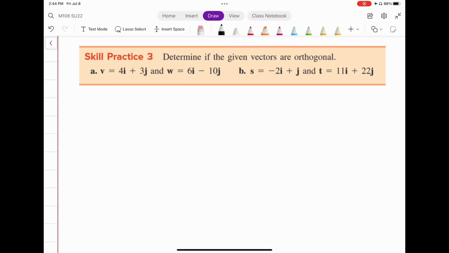Skill practice 3 asks us to determine if vectors are orthogonal, and in order for vectors to be orthogonal, they need to form a right angle with each other, which means that their dot product is equal to 0. So vector v and vector w are orthogonal if and only if their dot product is equal to 0. Remember that the dot product is calculated by taking the a component's product plus the b component's product.